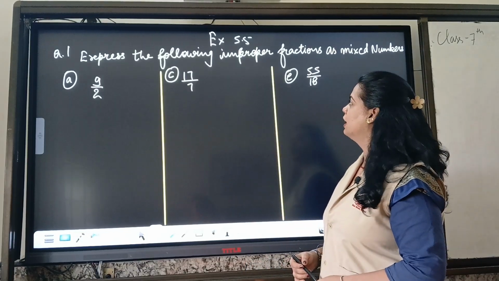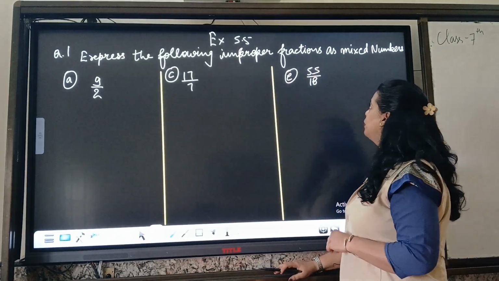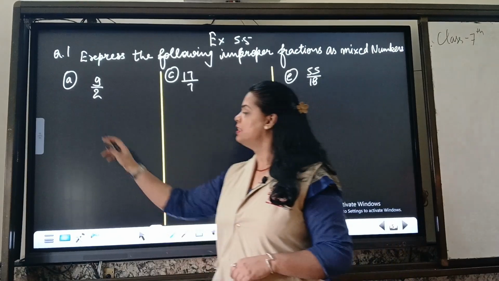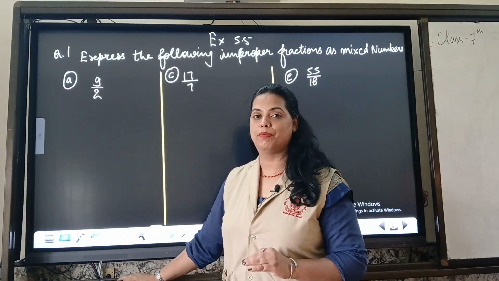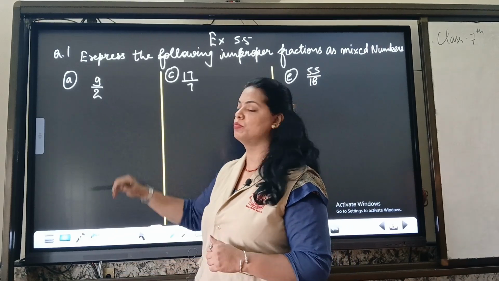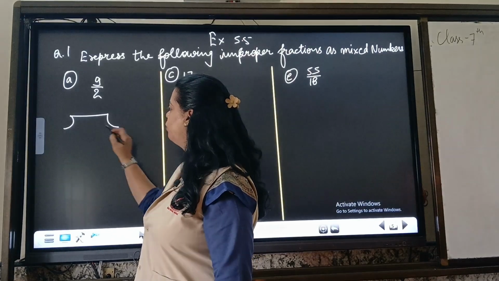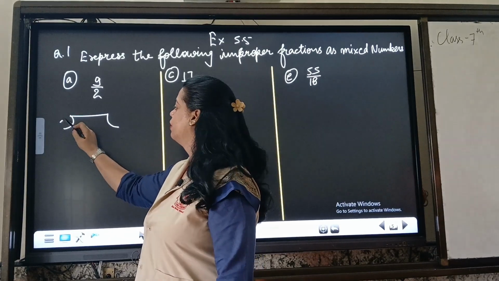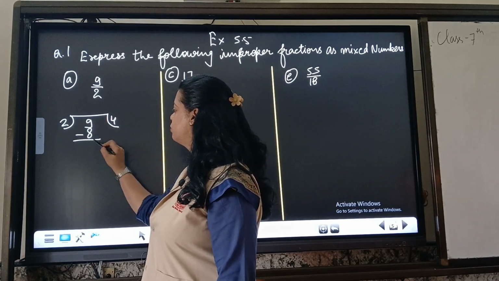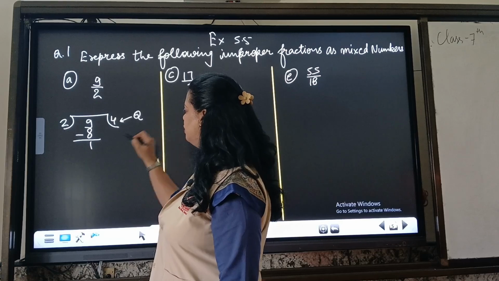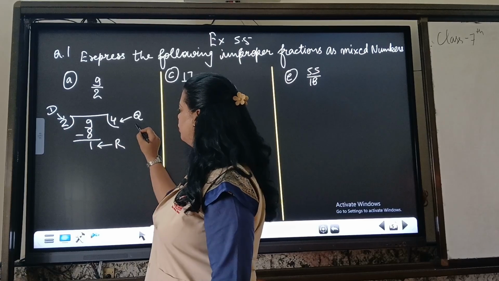Now we are on exercise 5.5, where question number 1 wants us to express the following improper fractions as mixed numbers. In the A part, we can see it is an improper value. How? Because denominator is smaller than its numerator. So we can divide and check how to write this number in the mixed fraction form. So 2 will be the divisor and 9 is the dividend. 2 4s are 8, minus, 1. So this one is the quotient, remainder and divisor. So you will start this way.